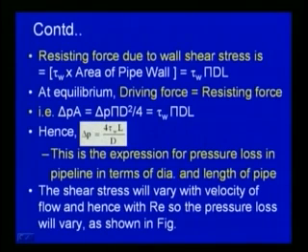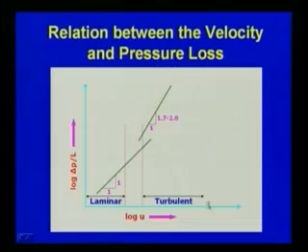The shear stress will vary with the velocity of flow and hence with the Reynolds number. So, we can see that the shear stress varies with the pressure loss. Depending upon whether the flow is laminar or turbulent, you can plot this like this. This gives the relationship between the velocity and pressure loss. If you plot the logarithm of delta P by L on the y axis and the logarithm of velocity on the x axis, you can see that for laminar flow it will give a line like this, and for turbulent flow it will go like this. This gives the relation between the velocity and the pressure loss.